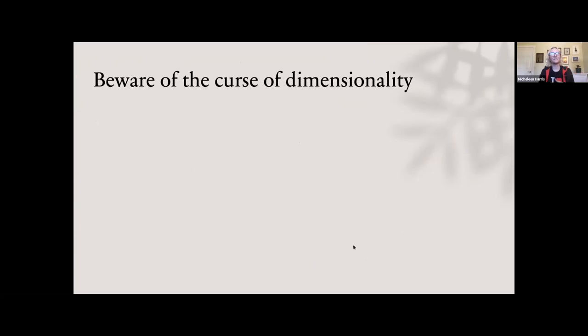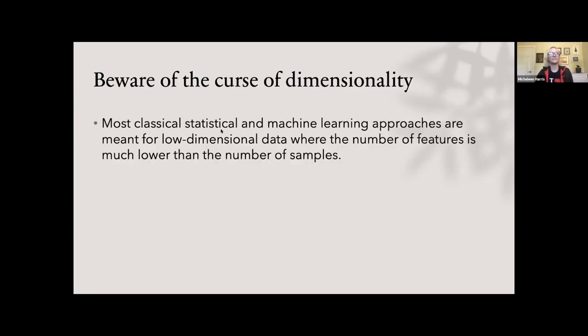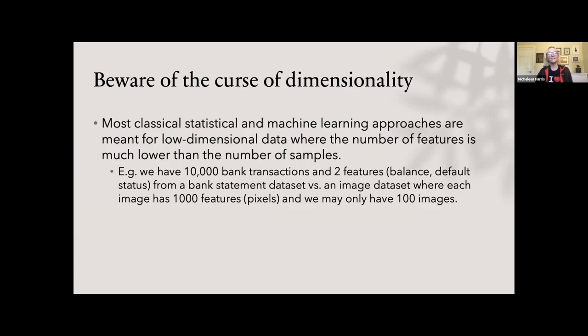On a different related topic, I just want you to be aware of the curse of dimensionality. That's when we have a ton of features and variables. Sometimes those words are used interchangeably. Most statistical machine learning approaches, classical methods, are really meant for low dimensional data, where the number of features is lower than the number of samples. For instance, say we have 10,000 bank transactions and two features, balance and default status, from this bank statement data set. That would be a good candidate for using a classical method.